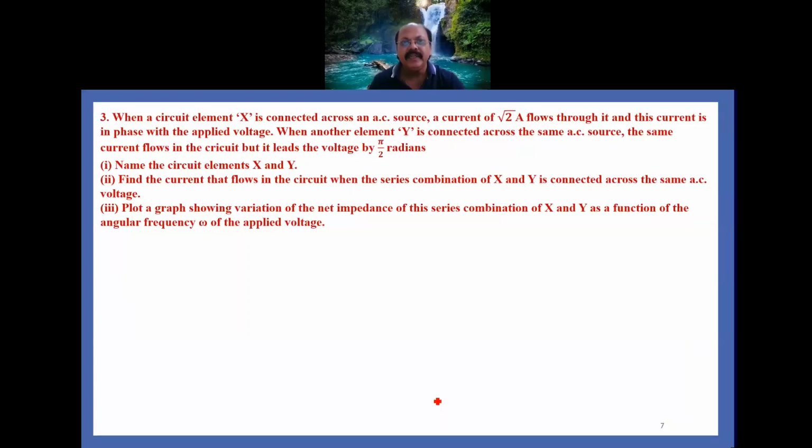So understand the language of the question. In the first part, the current and voltage both are in the same phase. In the second part, an element Y is connected across the same AC source, the same current flows, but the current leads the voltage by the phase angle pi by 2. You have to identify these elements X and Y. When both are in the same phase, obviously it is a resistor, and when the current leads the voltage, it is a capacitor.